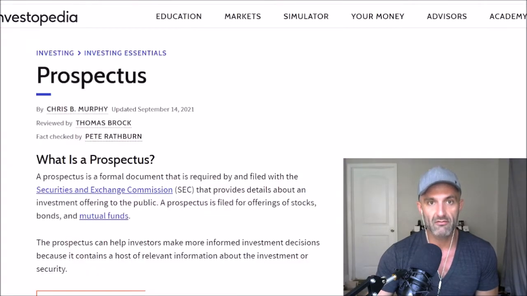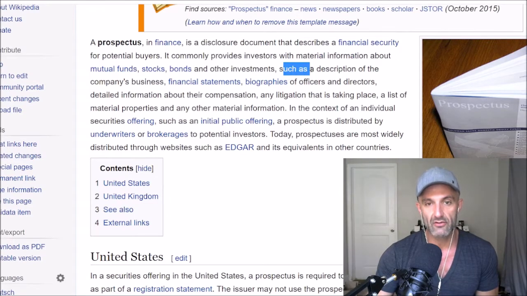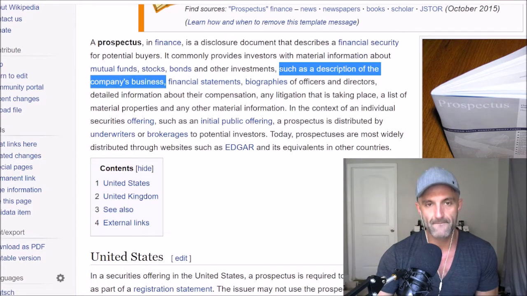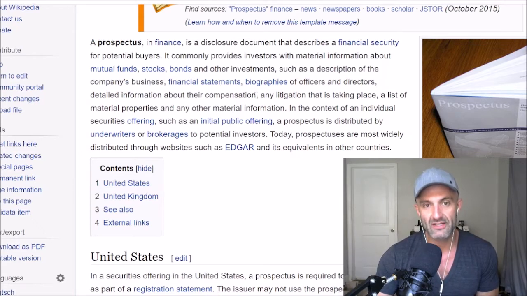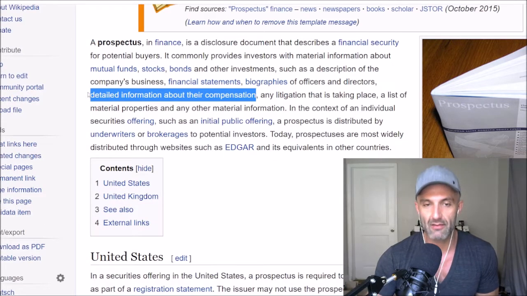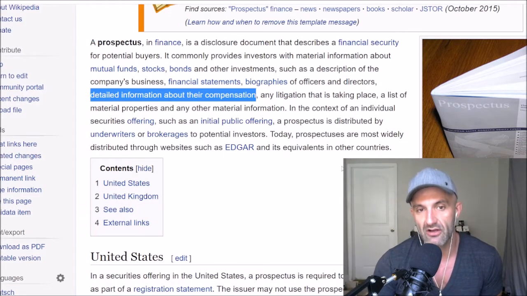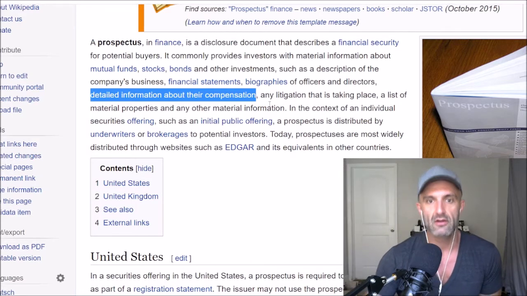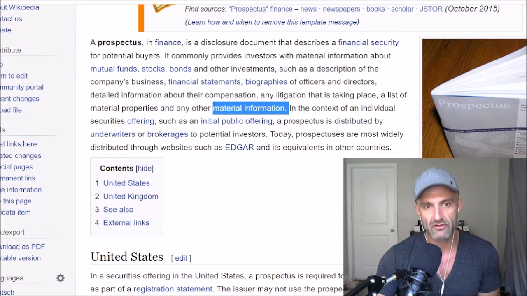Talking about the stocks, right? And how the trust is set up to actually invest in stocks. Such as a description of the company's business. Now pay attention to this, right? A description of the business, financial statements, biographies of officers and directors, detailed information about their compensation. Whoa, look at that statement there. Detailed information about their compensation. Any litigation that is taking place, a list of material properties, and any other material information.